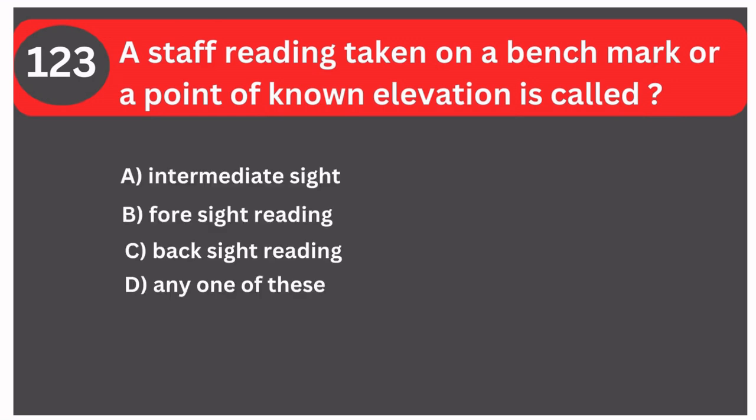A staff reading taken on a benchmark or a point of known elevation is called. Options A. Intermediate sight. B. Foresight reading. C. Back sight reading. D. Any one of these. Answer C. Back sight reading.